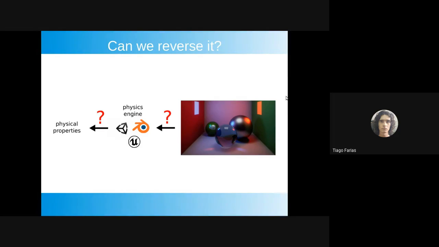So the idea is, can we reverse this process? We take the image or a video, pass through a physics engine, and obtain the physical properties of this image. Well, this is one question. The second question is, why do you want to do this?